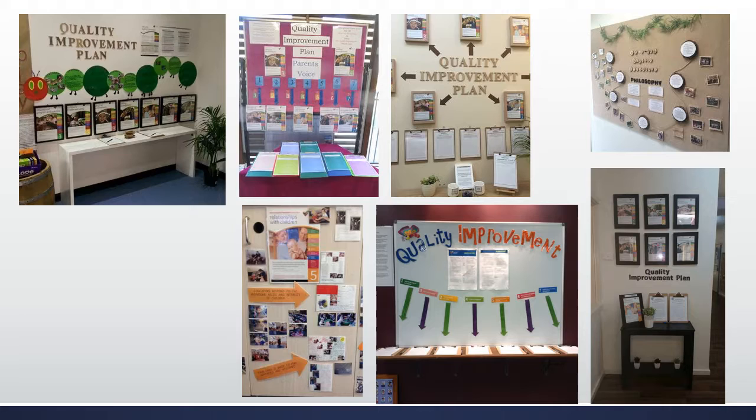Alright, so here are some layouts of some quality improvement plans I found on Pinterest. Someone's a big fan of the Hungry Caterpillar there. They've written under each quality area, which is part of the caterpillar's body, what their current goals are with their QIP, and they've got clipboards for parents to write on. And the next one has the parent's voice, and it's got clipboards again for parents to write on, but as you can see from that picture, it is blank.